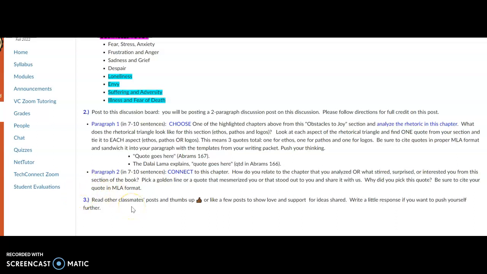I hope this helps a little bit. It's a good idea to cluster these obstacles to joy like we started doing last week in your journal, and then give yourself examples of how you connect with each one, whether it's loneliness, a time that you felt lonely, or times that you feel lonely and what that's about, a time that you experienced envy, suffering and adversity, or illness and fear of death. And just trust your intuition that whichever one is speaking to you is the one that needs your attention.